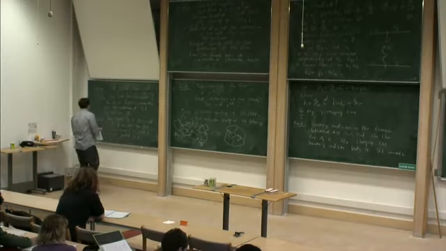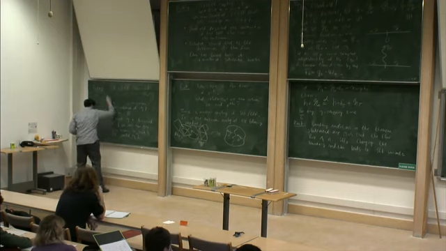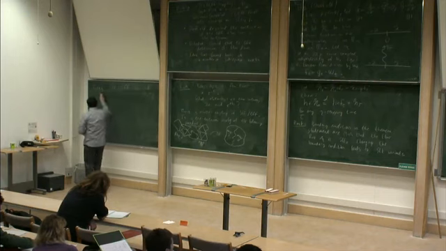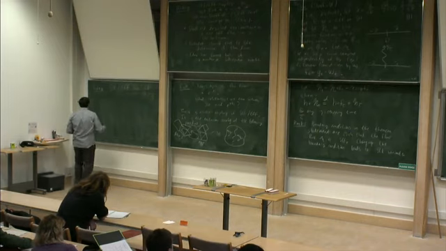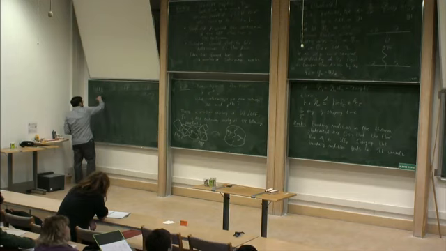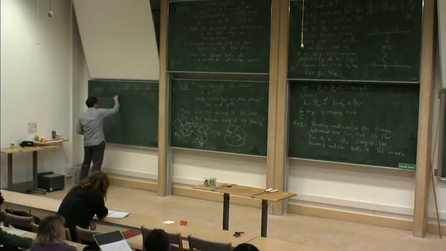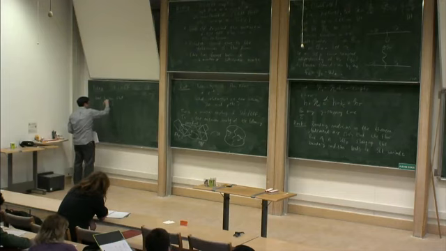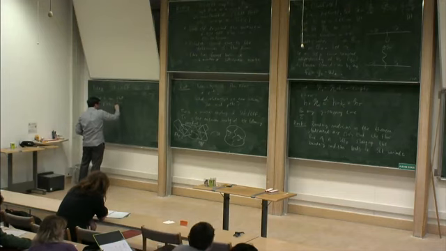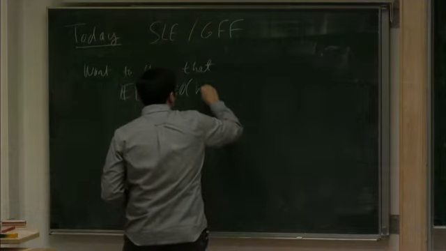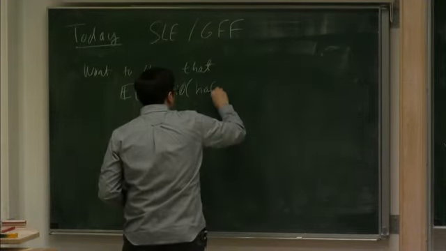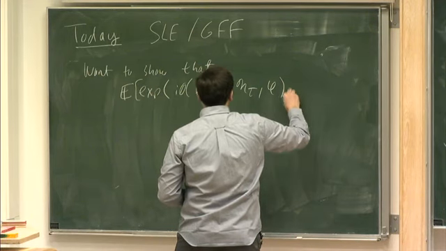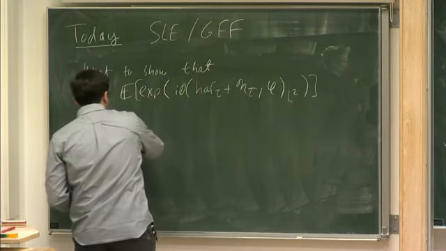Okay, so in order to check this, what do we have to do? All that we have to do is show that if we look at the characteristic function of the integral of h composed with f sub tau plus h sub tau against any test function, then this has the right form.